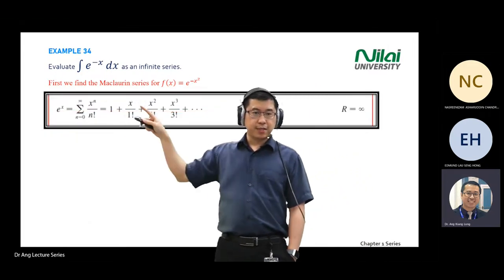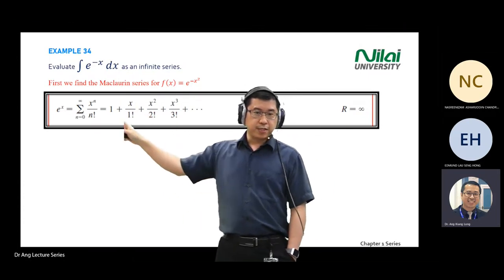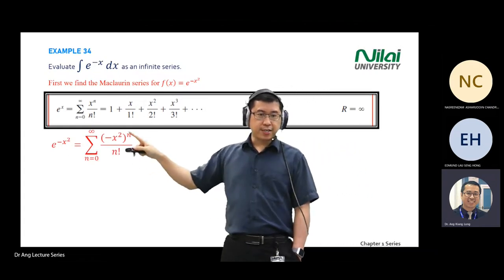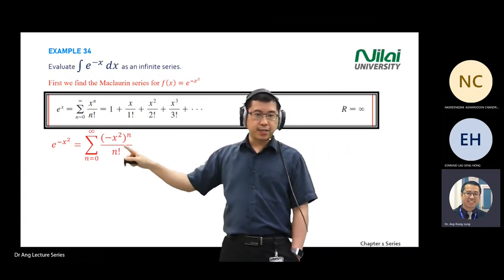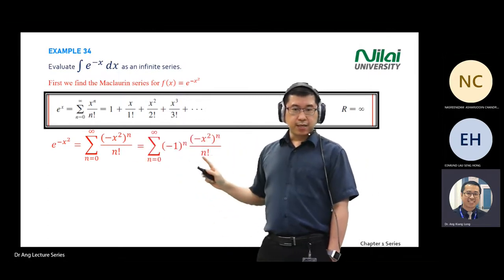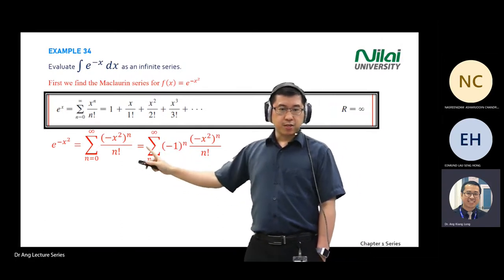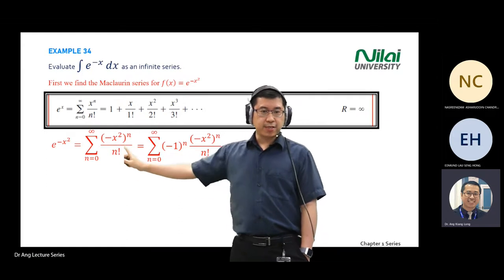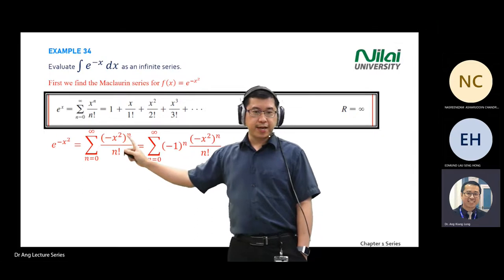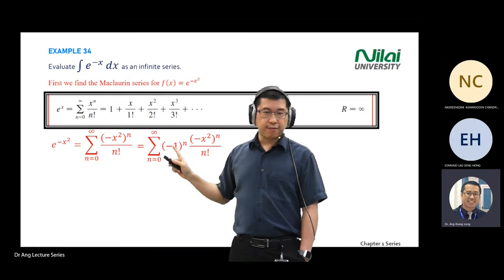You replace this component in the table. You just rewrite the equation accordingly. So you change the x in the table into minus x power 2. Then I pull the negative outside the sum. I pull the negative out of x power 2 power n, and I get negative 1 power n.